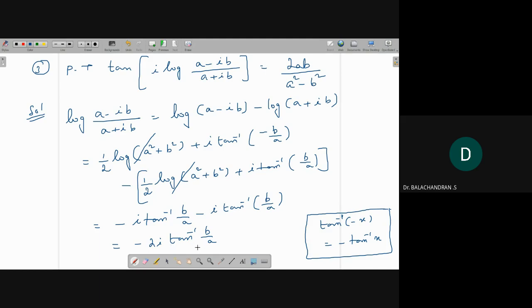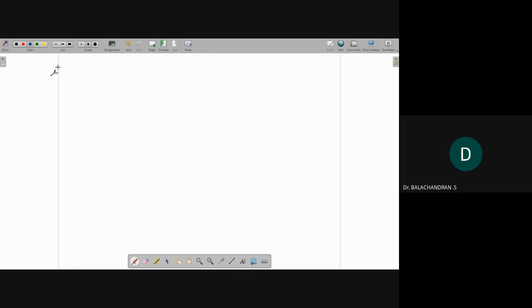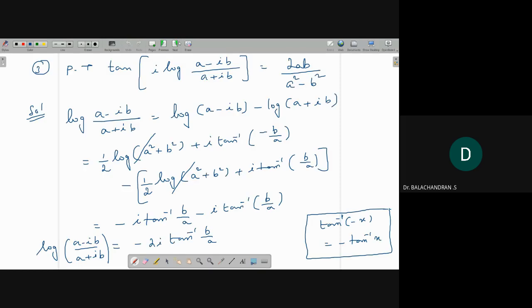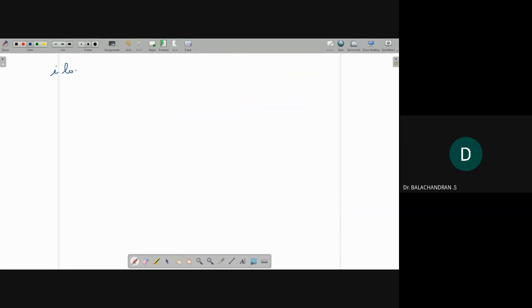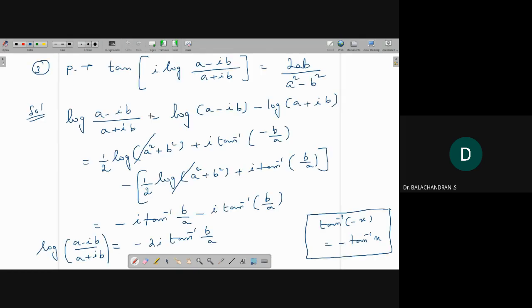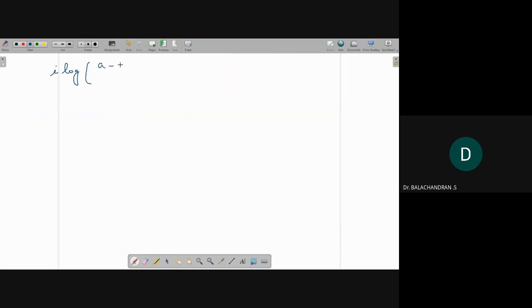So now I first got log of a minus ib divided by a plus ib. Now I am going to multiply both sides by i, because I need i log of a minus ib by a plus ib. Priyanka, please tell. If I multiply both sides by i, what is the right hand side? If you know, you can tell.